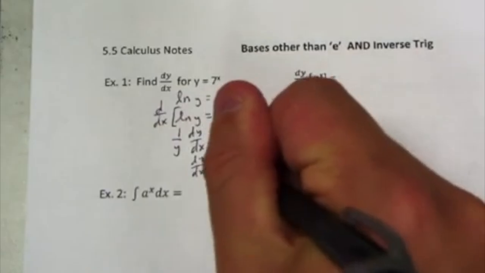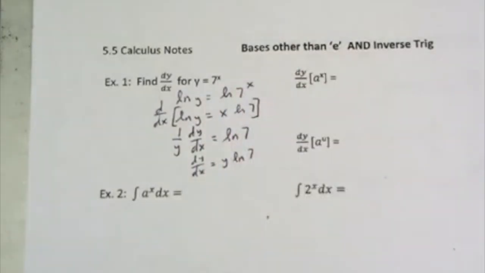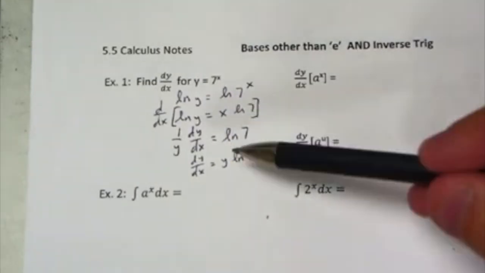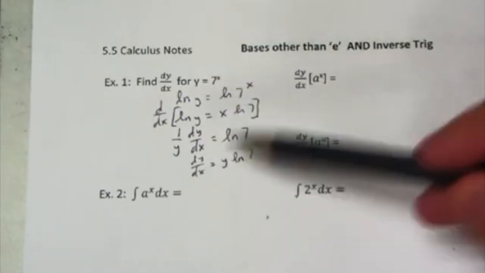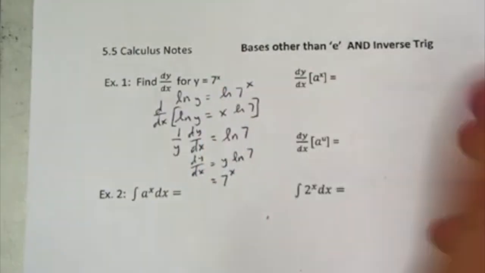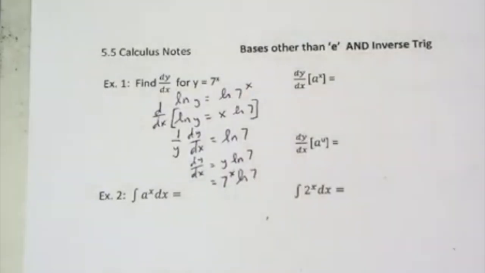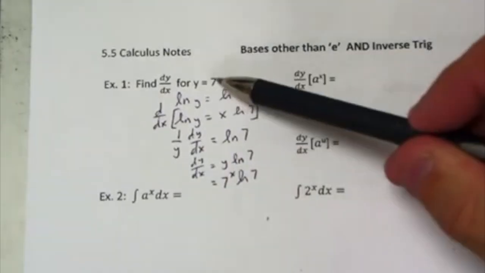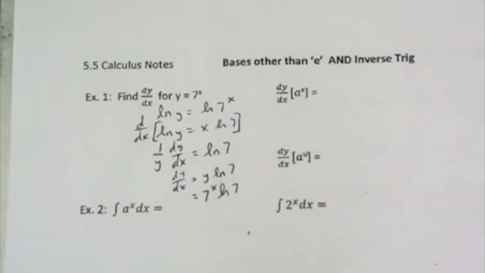I'm running out of room. Should have given myself more space. We're almost there. I want my equation to be in terms of x. So I need to replace y. Well, if you look back at the beginning, y equals 7 to the x. That means my derivative is 7 to the x, because that's what y is, times natural log of 7. So that would be the derivative of 7 to the x. The derivative of 7 to the x is 7 to the x times natural log of 7.